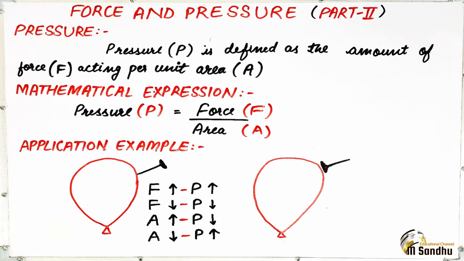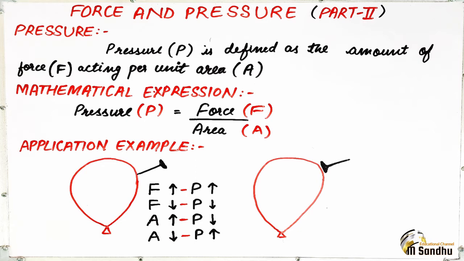Here we have 4 subcases also. When force increases, the pressure would also increase. When force decreases, the pressure would decrease. When area decreases, the pressure would increase. And when area increases, the pressure would decrease. As pressure is equal to force upon area, that means pressure is directly proportional to force and inversely proportional to the area.